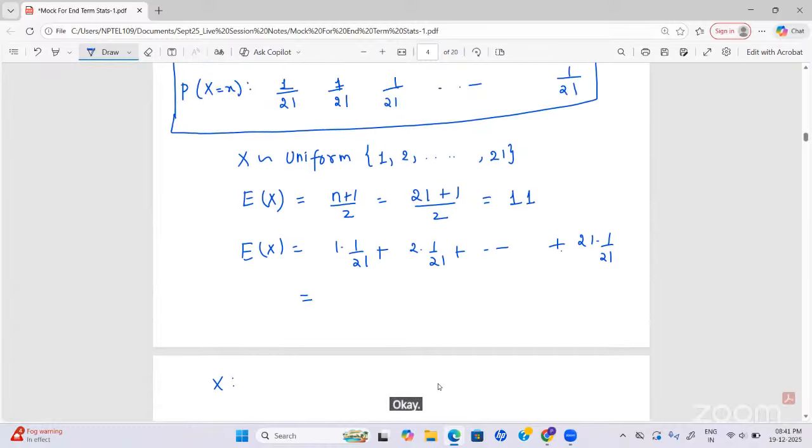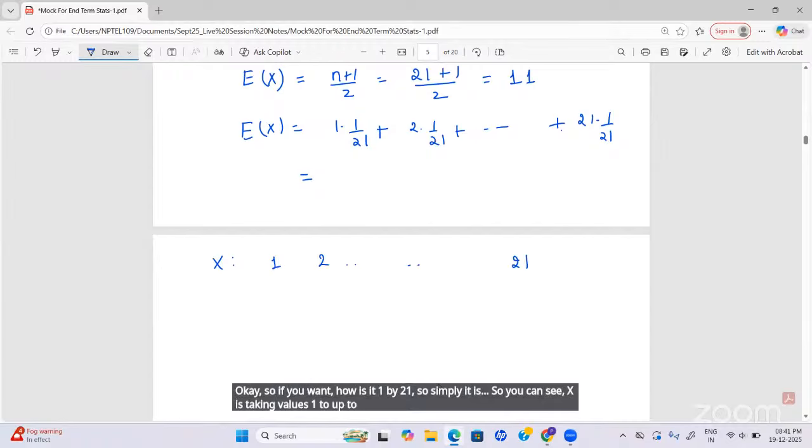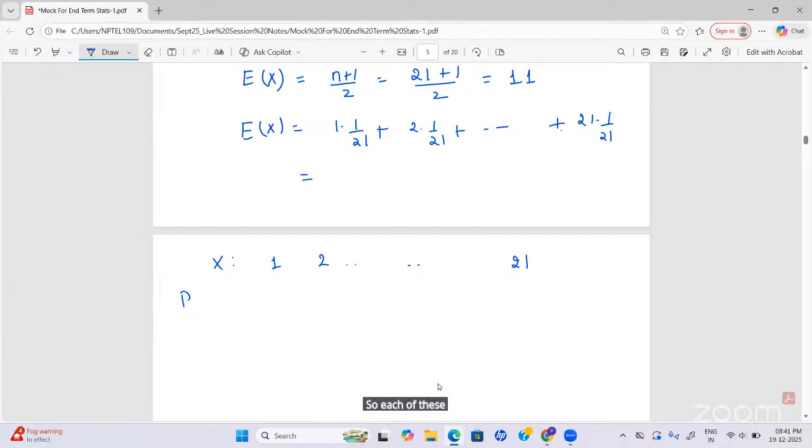Okay, so how is it 1 by 21? Simply, you can see X is taking values 1 up to 21. So each of these values should be the same. Suppose it is equal to some value A. All these values are equal to A.